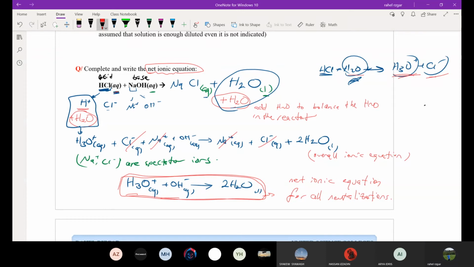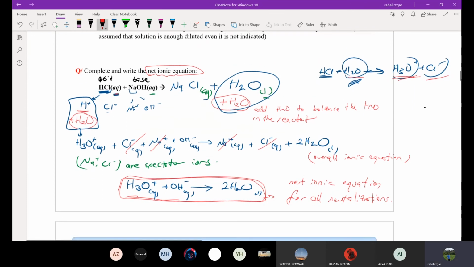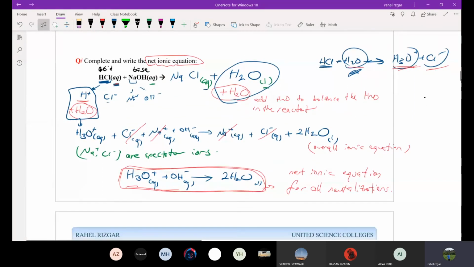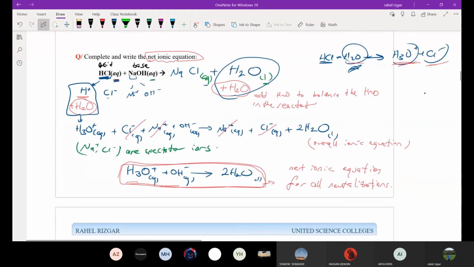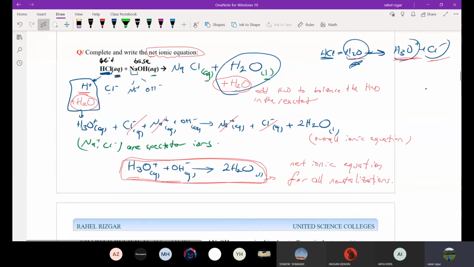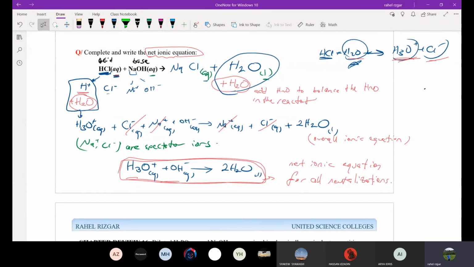Then you will cancel, if the salt is soluble, you will cancel the ions of the salt, and what you are left with is the net ion equation, that is H3O and OH becomes H2O. This is correct for all acid and bases that undergo neutralization, for all neutralization reactions. As long as the salt is soluble. As long as the salt is soluble.